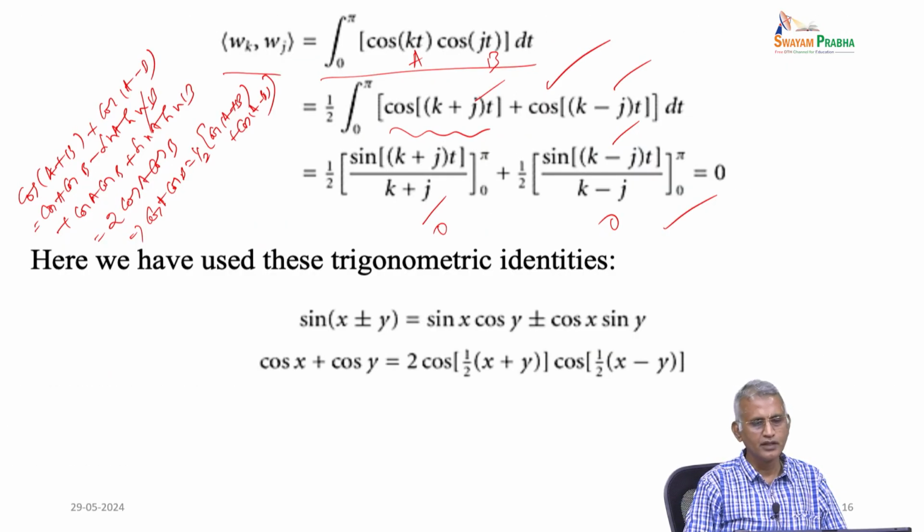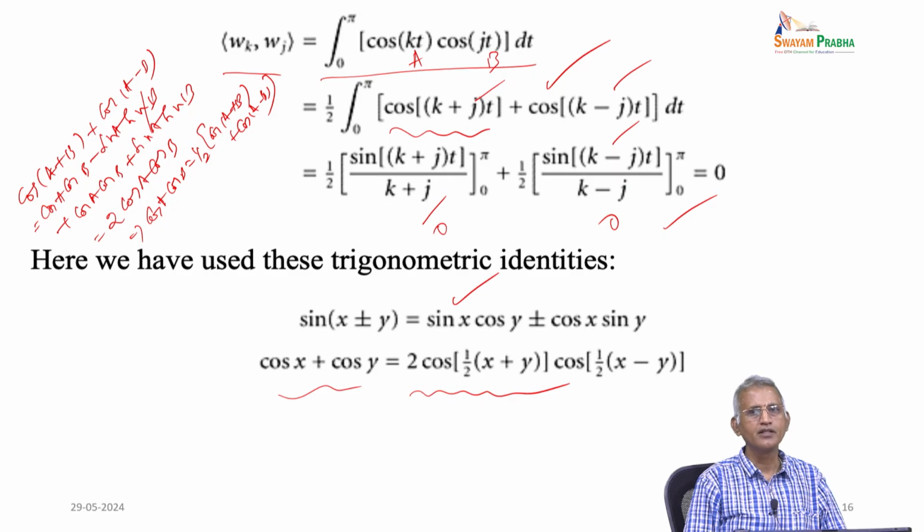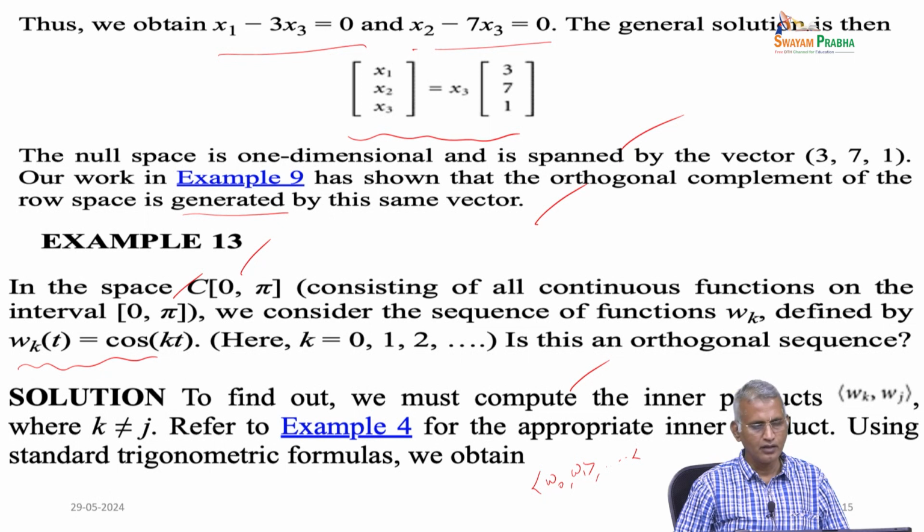Here we use the trigonometric identities: sin(a plus b) equals sin a cos b plus cos a sin b, and sin(a minus b) equals sin a cos b minus cos a sin b. Similarly, cos x plus cos y equals 2 times cos of half of (x plus y) times cos of half of (x minus y). Use this technique so that we can write the sequence pattern of the cosine functions, and they are orthogonal.